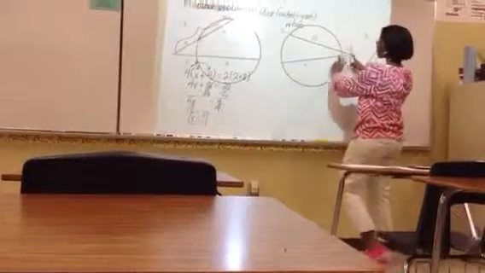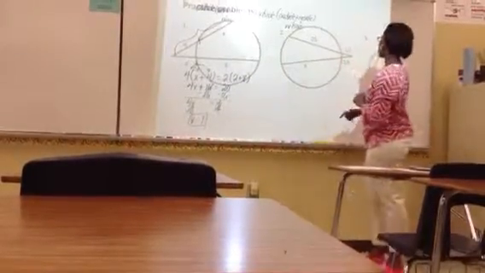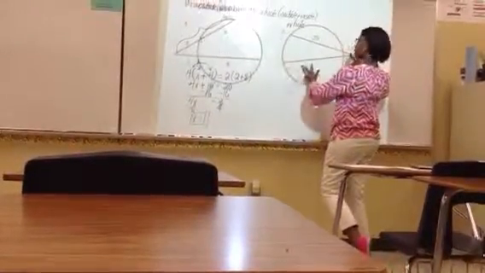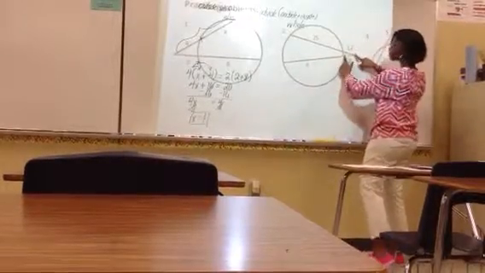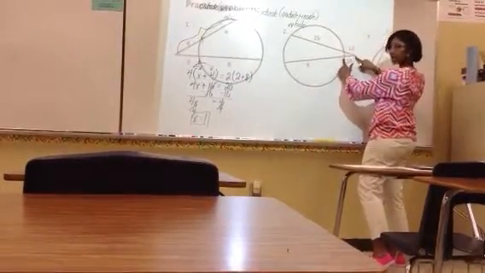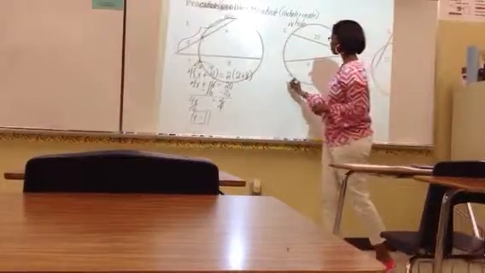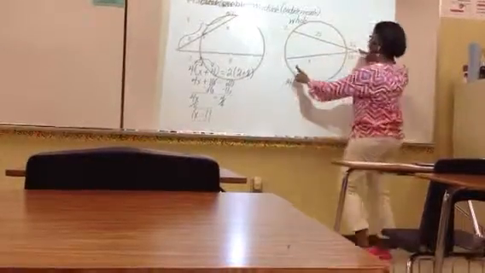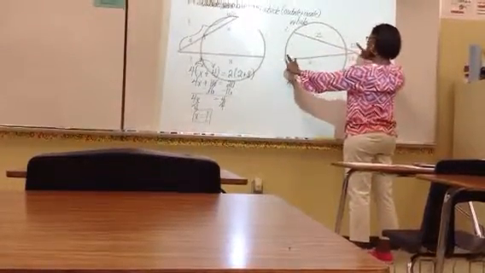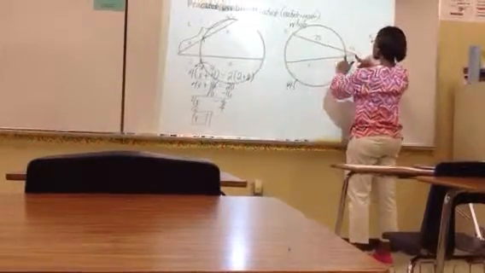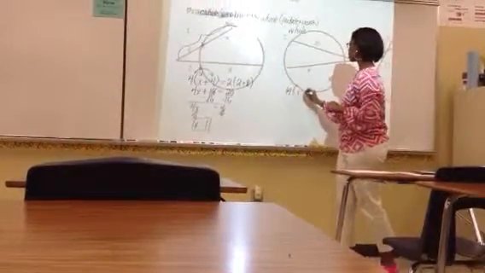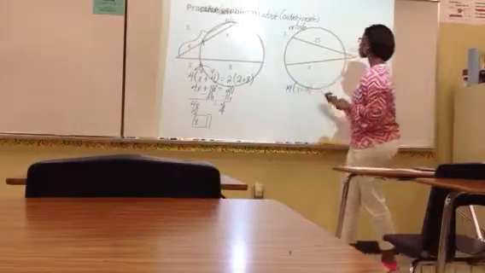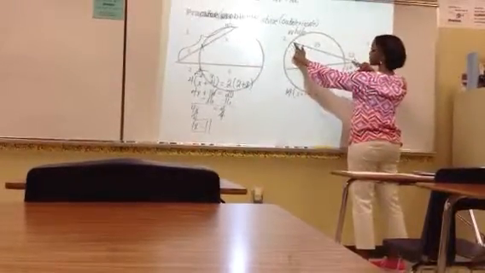Since we're dealing with the measure of segments, we want to begin with the segment that has the variable involved. First of all, we begin with the 14 because it is on the outside. So 14 times the measure of the whole secant segment. So we add x for the inside part plus 14 for the outside. And set that product equal to, go to the second secant segment.